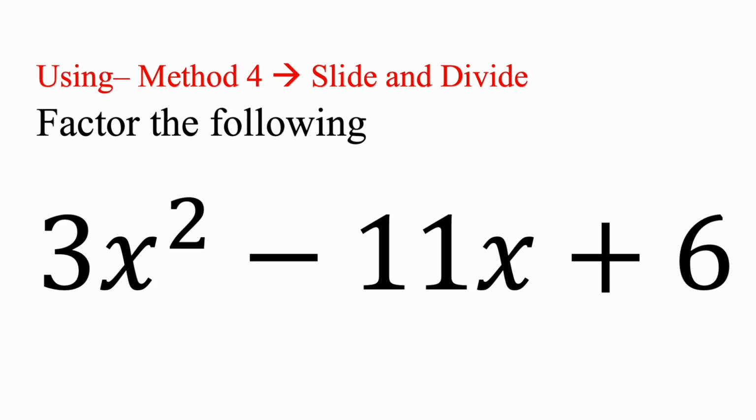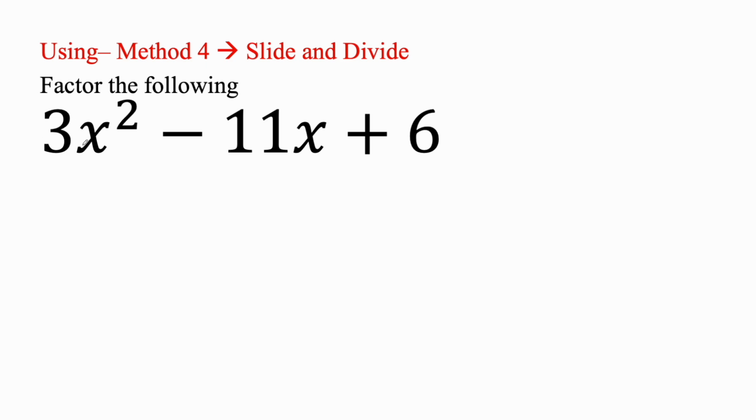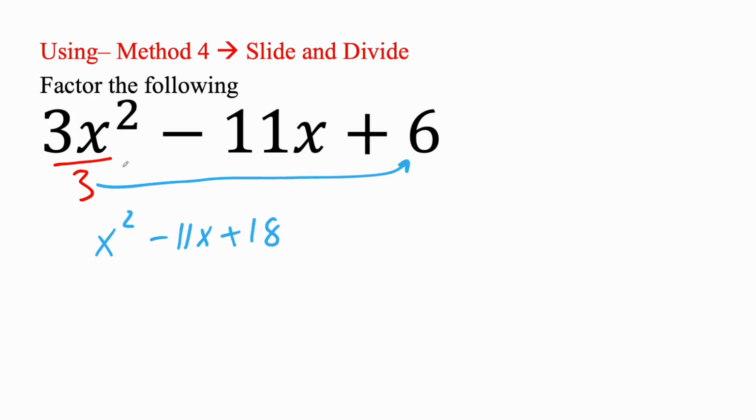And so let's begin. With this method, I want this piece to be an x squared, and it's kind of like a trick. I'm going to divide this piece by 3, and so then I get x squared minus 11x. But it's called slide and divide, so I'm going to slide it over here. 6 times 3 is 18. Now obviously this and this is not equivalent, and so at the end there's a step that will address it.